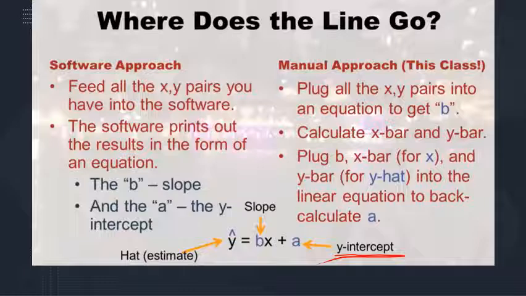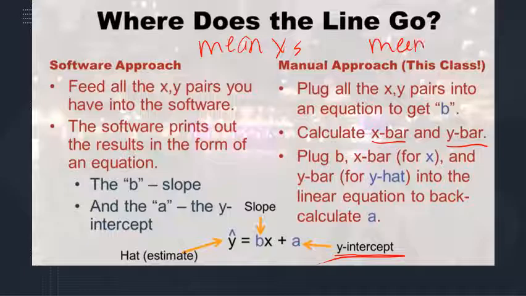Okay, so first of all, you're going to take all your x, y pairs and plug them into an equation so you can get B. Then what you need to do is calculate x bar and y bar. And what is x bar and y bar? That's the mean of the x's, and then you're going to calculate the mean of the y's.